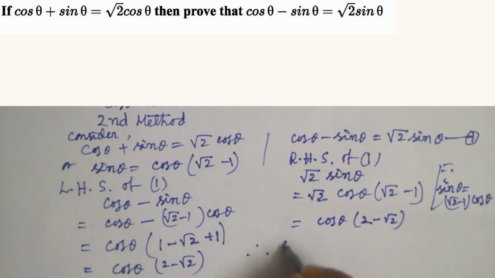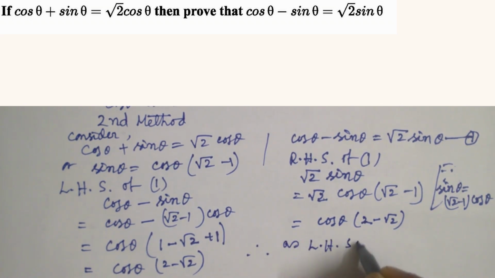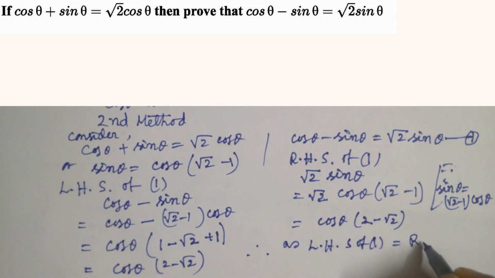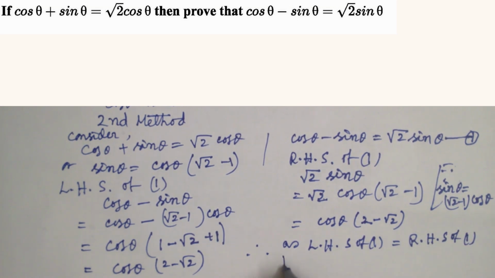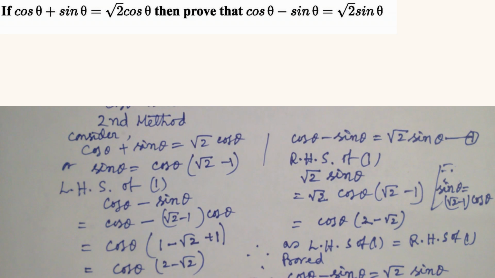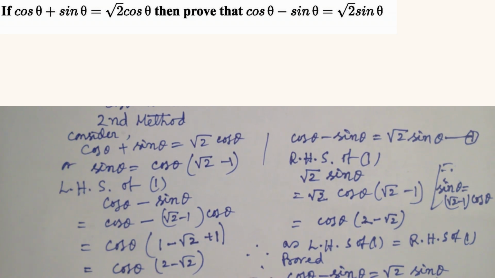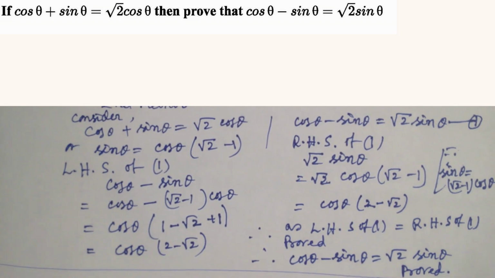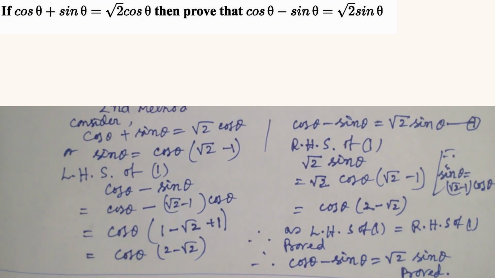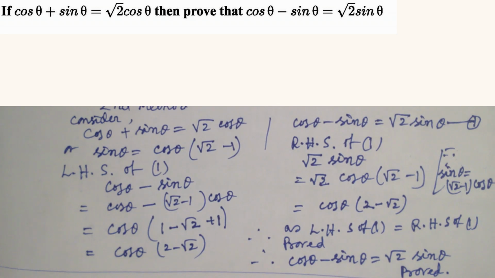Therefore, as the left hand side of 1 is equal to the right hand side of 1, proved. Therefore, cos theta minus sin theta is equal to root 2 sin theta, proved. Look at it properly. Thank you for watching this video.